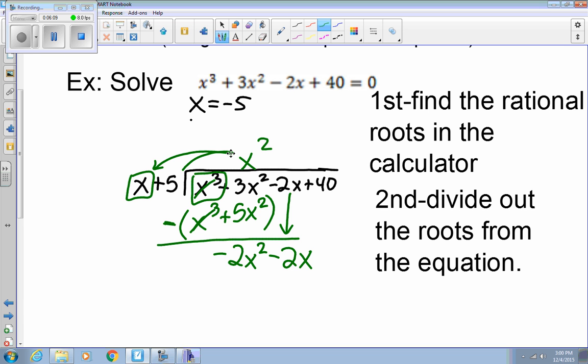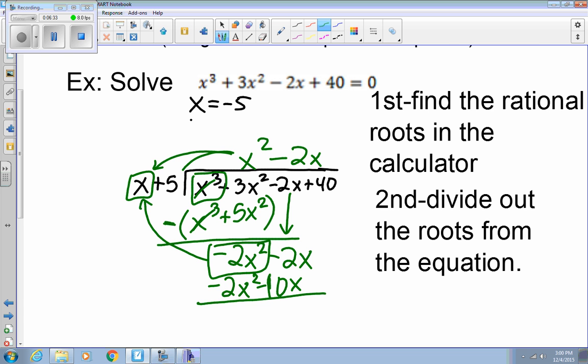Okay, now divide back up. Negative 2x squared divided by x is negative 2x. Multiply it back in. Negative 2x times x is negative 2x squared. Negative 2x times 5 is negative 10x. Remember, subtract it again. The first terms will cancel out. Second terms, we have negative 2x subtracting negative 10x, which is plus. That comes out to 8x. The next term down is positive 40.